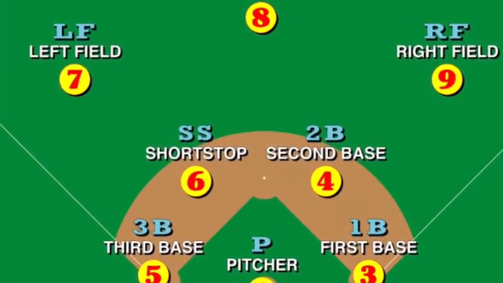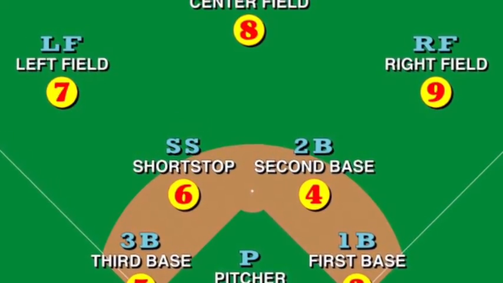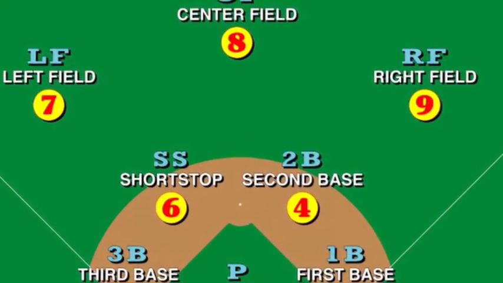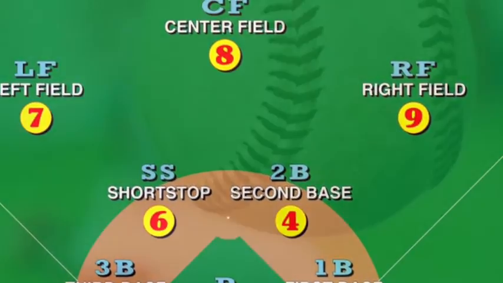The pitcher is number 1, the catcher is number 2, the first baseman is number 3, the second baseman is number 4, the third baseman is number 5, the shortstop is number 6, the left fielder is number 7, the center fielder is number 8, and the right fielder is number 9.